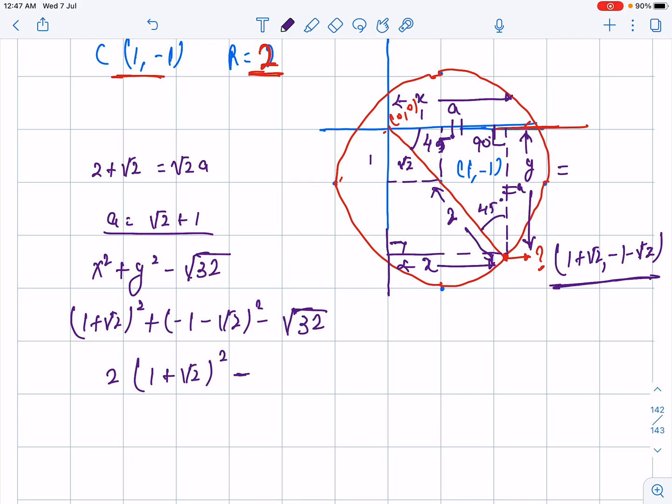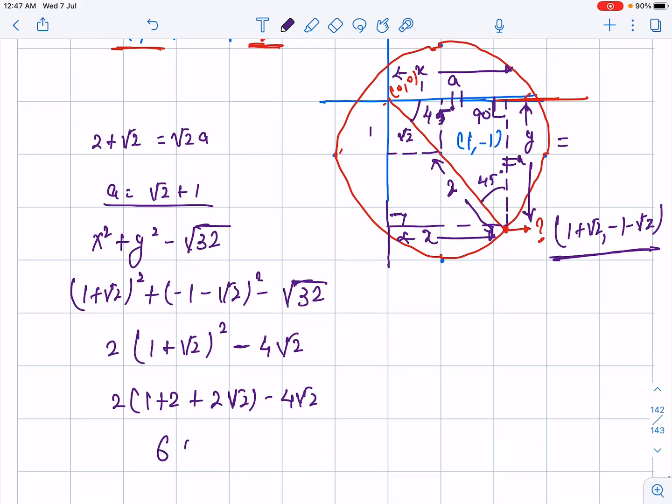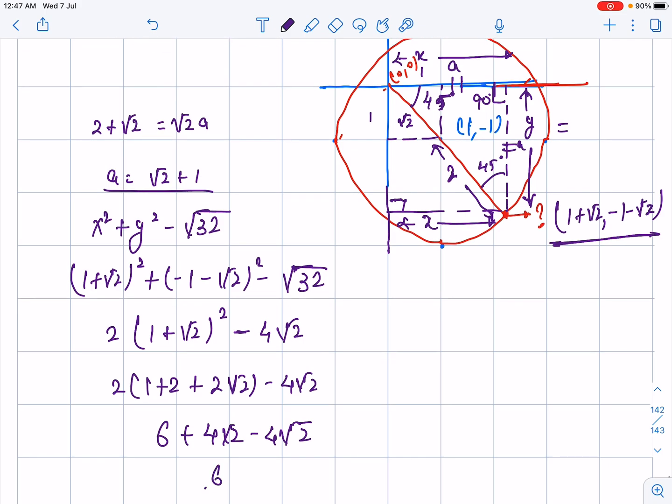Minus of √32 means what? √16 multiplied by √2. √16 means 4, so 4√2. And this will be generating 1 + 2 + 2√2 − 4√2. That means 6 + 4√2 − 4√2. So the maximum value of that thing will be becoming 6 over here. 6 will be the final answer for this question.